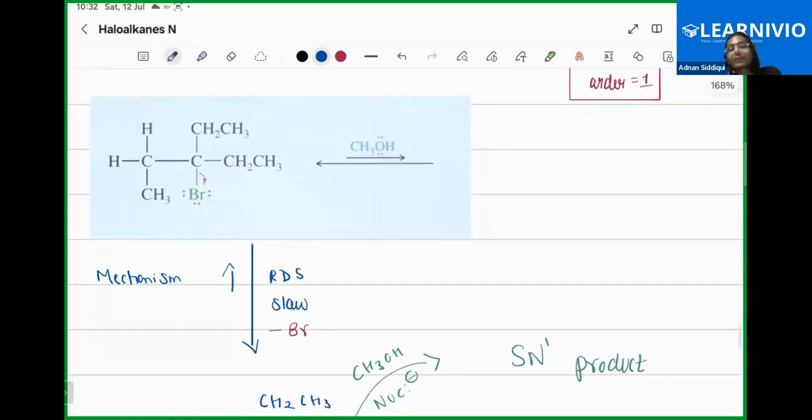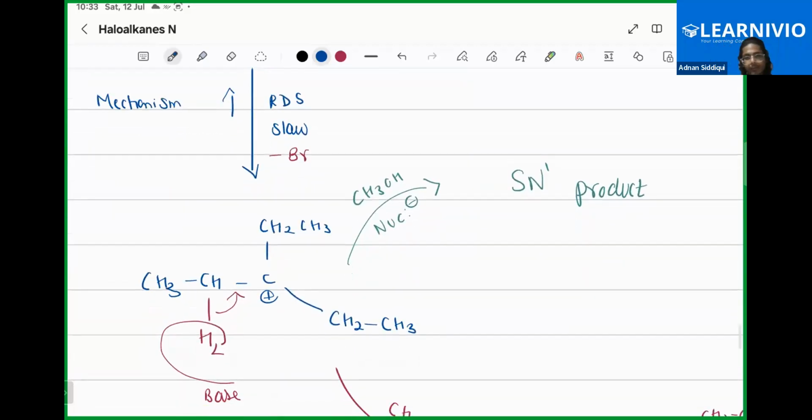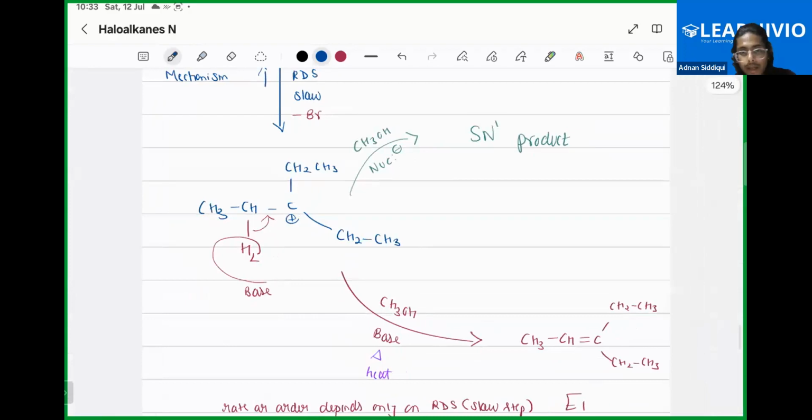So in SN1, what was the first step? Self-ionization, or not? So in elimination, even the first process is same. The rate determining step is same for both E1 and SN1. This is the reason they are very similar. After self-ionization, you will get your carbocation. Once you get the carbocation, your nucleophile can act as a nucleophile. Your CH3OH, your methanol, can act as a nucleophile as well as a base.